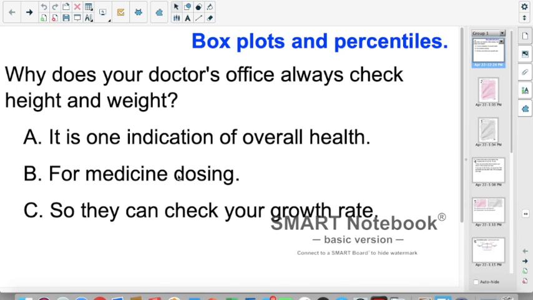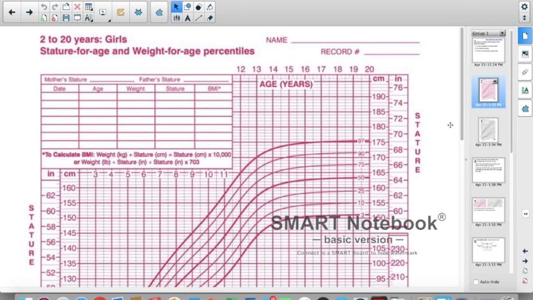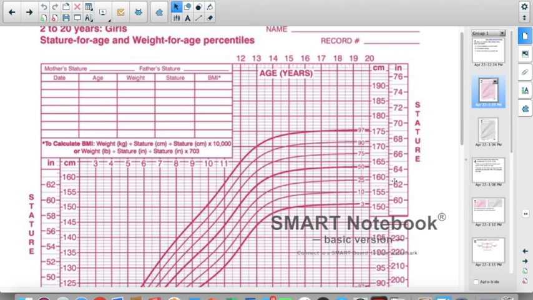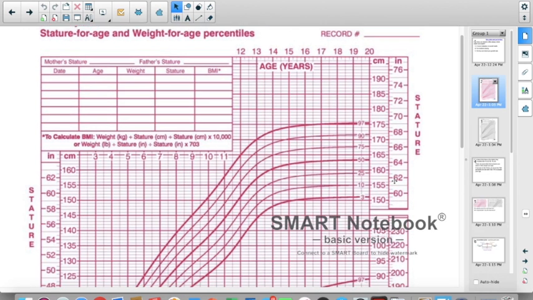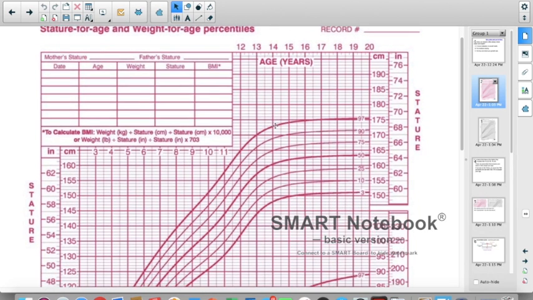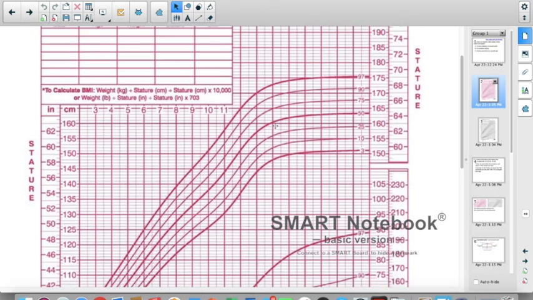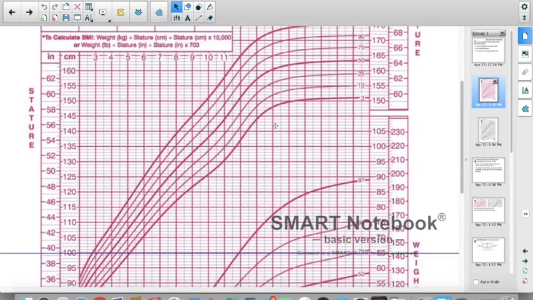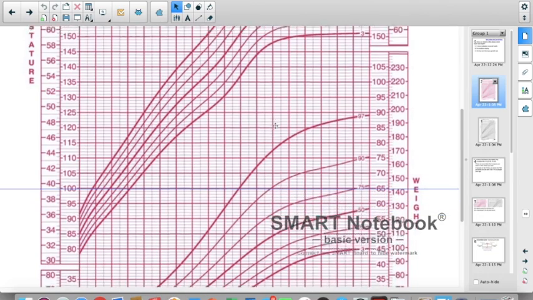But let's take an actual look at graphs, some data of what's typical for height and weight for girls and for boys. Here is your graph of stature for age and weight for age for girls from ages 2 to 20. It says these are the percentiles. Just take a quick look at this, take it in, see what you notice about it.